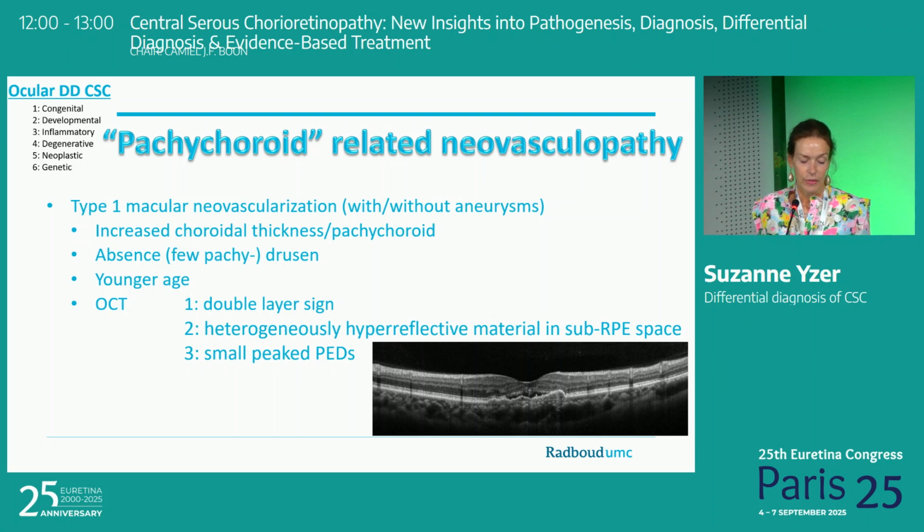So this is a very important diagnosis because, of course, this warrants a different treatment. And we see it usually in absence of drusen, maybe a few pachydrusen at younger age. And this double layer sign with these small peaked PEDs is very typical for this image.